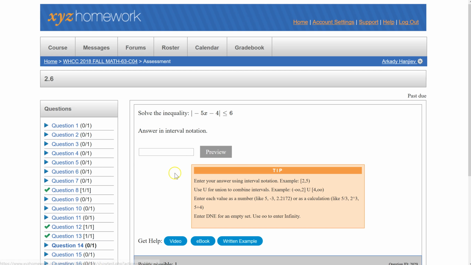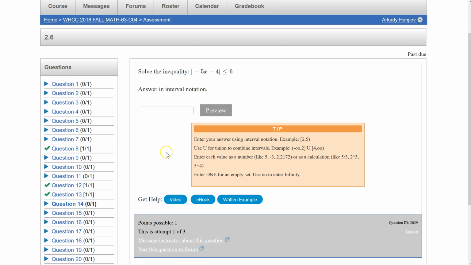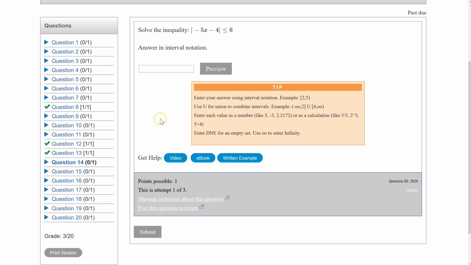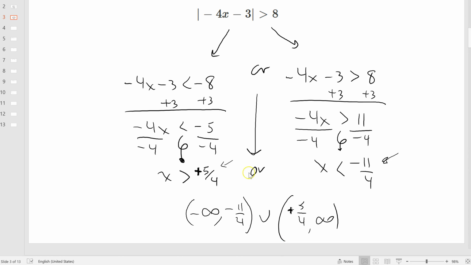Those negative signs, positive signs sometimes get everybody. All right, let's go to this one here. All right, this is a less than or equal to symbol. Negative inside there, you're not going to be switching. Hopefully that will make sense there.